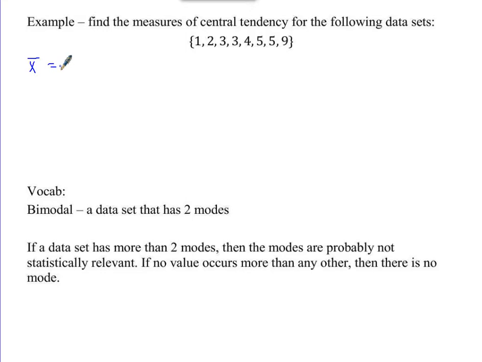So to do the mean, how do we do that? We add them all up, and then we divide by the number of things we added together. So I can write that down as 1 plus 2 plus 3 plus 3 plus 4 plus 5 plus 5 plus 9, all divided by how many things are there here? 1, 2, 3, 4, 5, 6, 7, 8. There's 8 things. So it's all divided by 8. What do we get? 4. So the mean is 4.